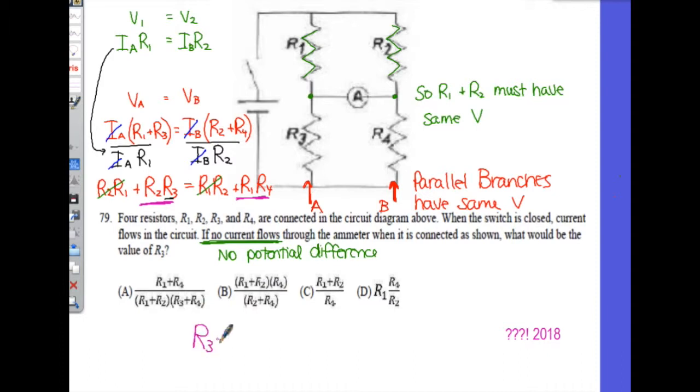I'm coming down here where I have room. So R3 is R1 times R4 divided by R2. And that is the same as D.